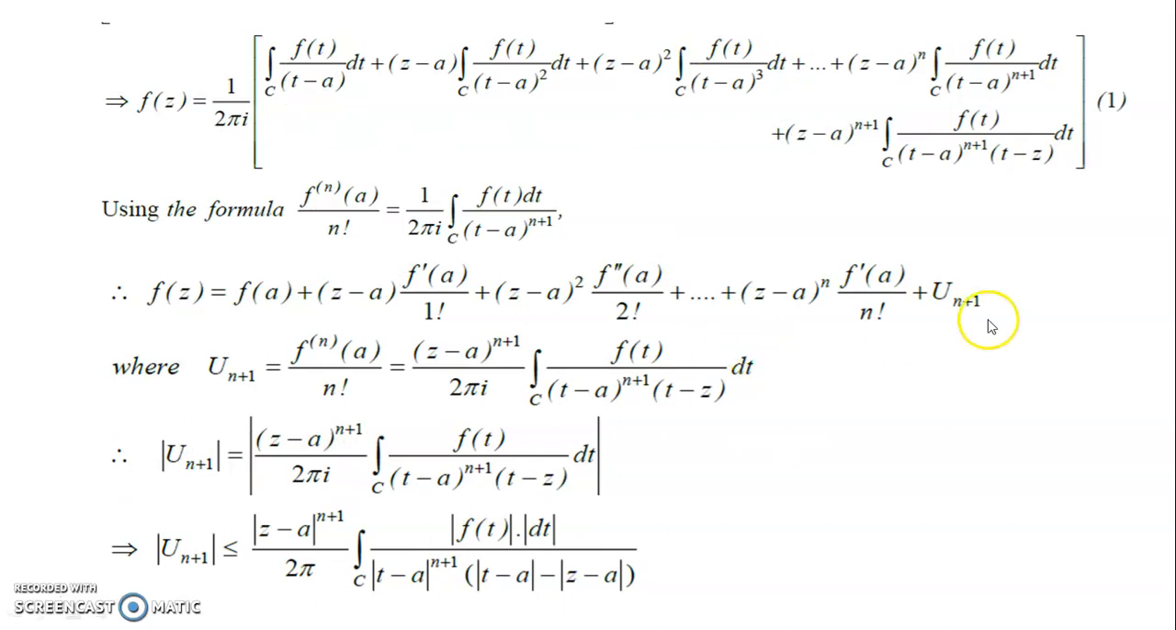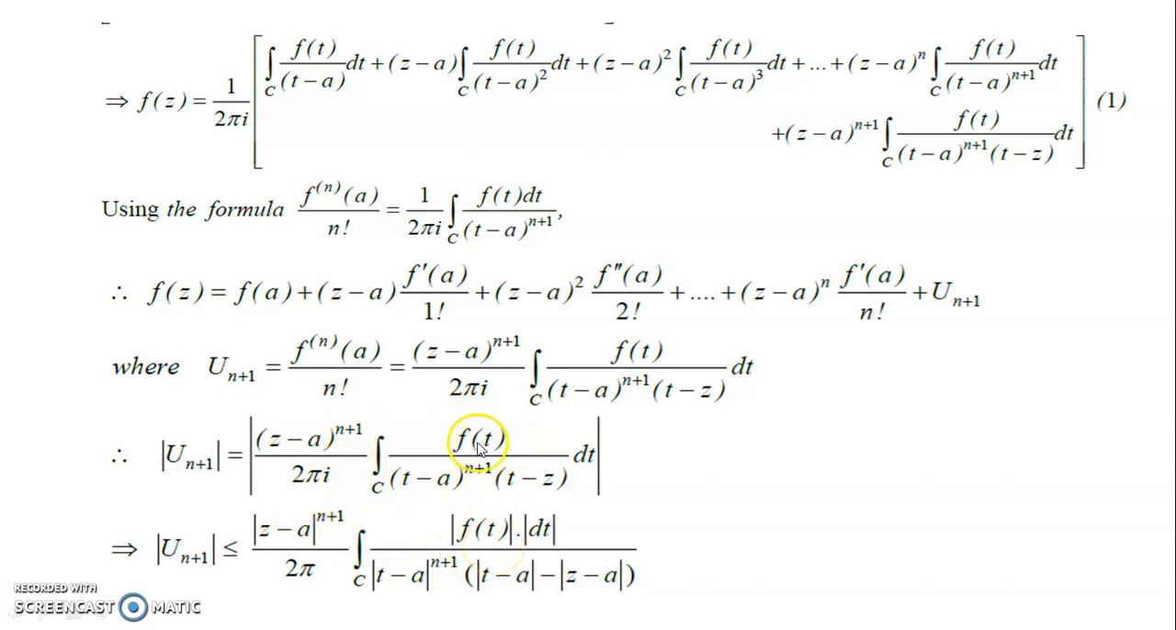So now I need to look at u(n+1), which is here f^(n)(a) divided by (n+1) factorial, that is (z − a) power n plus 1 divided by 2 pi i times the integration of f of t divided by (t − a) power n plus 1 times (t − z). Taking the modulus on both sides, by the real number properties, each term takes its individual magnitude.